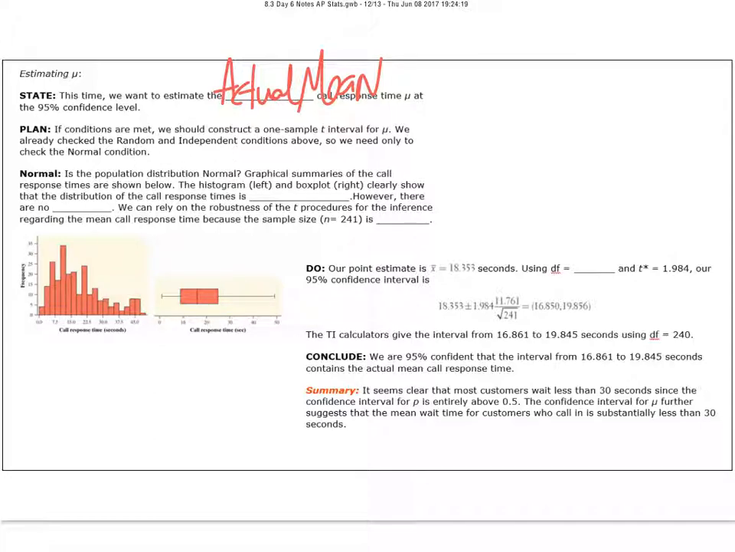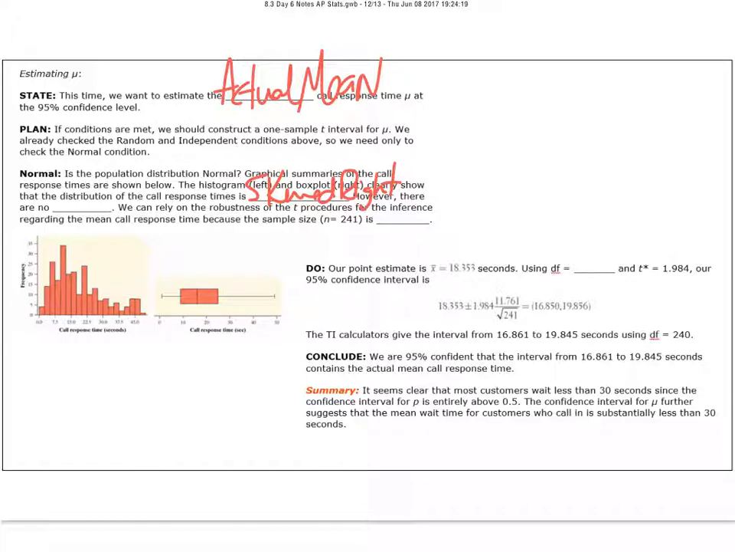Now, for normality, it's important to see what their population looks like. The histogram at the left and the box plot at the right clearly show the distribution of the call times is somewhat skewed to the right. However, there are no outliers, so based on that, we can rely on the robustness of the T procedures for the inference. And our sample size is 241, so we know that we meet the requirement of greater than 30.